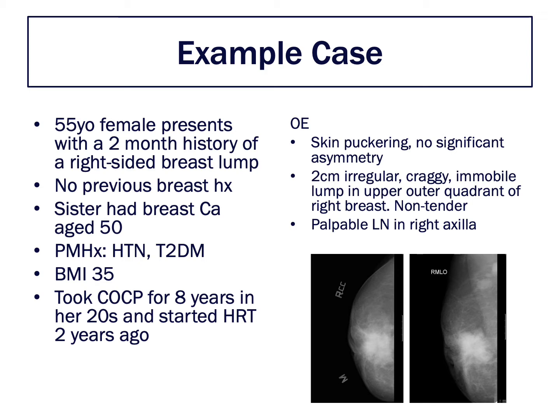On examination, there is skin puckering but no significant asymmetry. The lump itself is in the upper outer quadrant of the right breast, is irregular and craggy but is non-palpable, and there are palpable lymph nodes in the right axilla. And just to repeat, the image down at the bottom there is a mammogram image, and you can see this area of density. That is the breast tumour, very likely with the history and the examination to be a breast cancer.